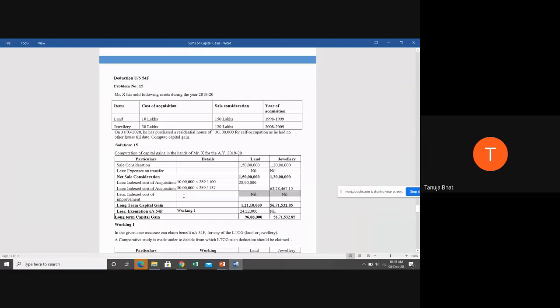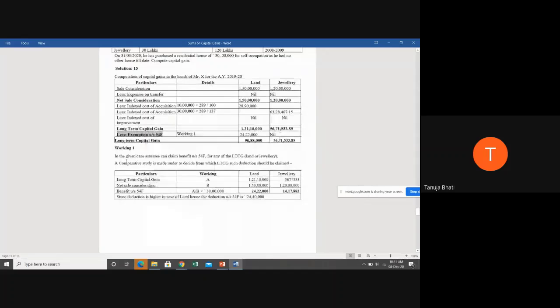Therefore, it is nil. So long-term capital gain, when you minus net sale consideration from index cost of acquisition, you will get this amount, that is 1,21,10,000 and 56,71,532. Now, we know that they are eligible for exemption under section 54F. Now, there is working for that. Let us see. In the given case, SSE can claim benefit under section 54F for any long-term capital gain.